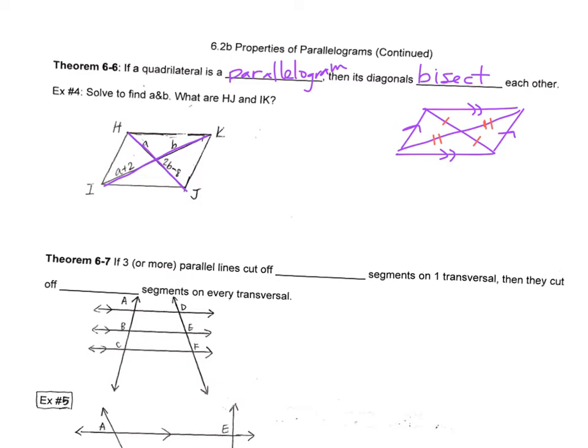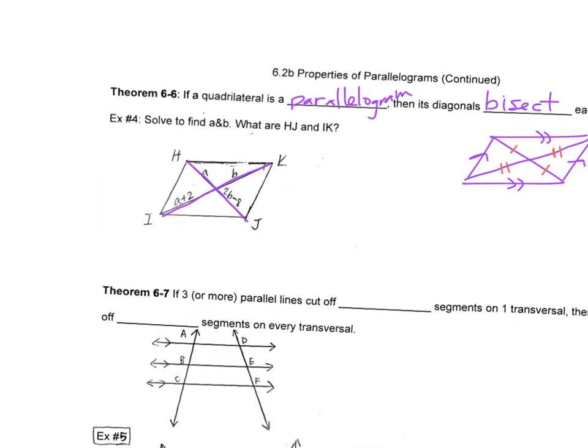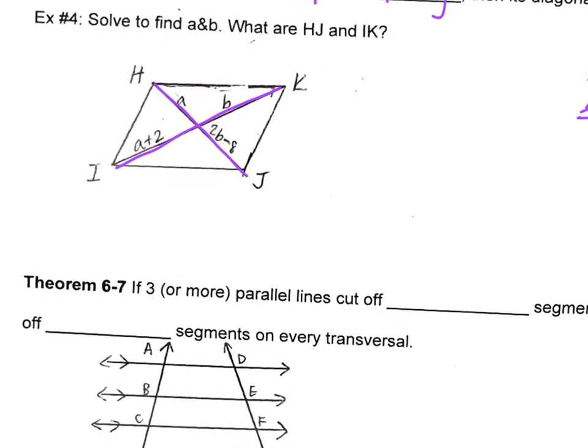So if that's the case, how would you set up that example 4 to find A and B, first of all? Set what equal? Right, so we would say A equals 2B minus 8, okay? And then your other one would be A plus 2 should equal B, right? So these two parts are congruent and these two parts are congruent.